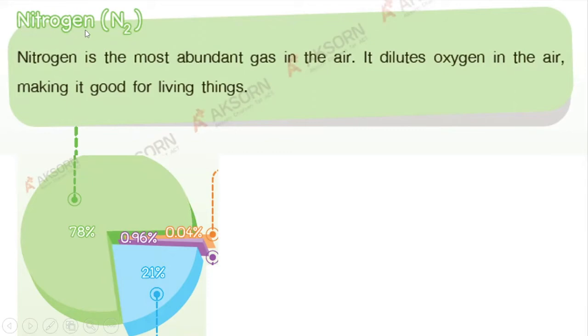Repeat after me, nitrogen. The chemical symbol of nitrogen is N2, right? N2, repeat after me, N2. Nitrogen N2. Nitrogen is the biggest part of our air. It dilutes oxygen in the air, making it good for living things. So the biggest part of our air is nitrogen.